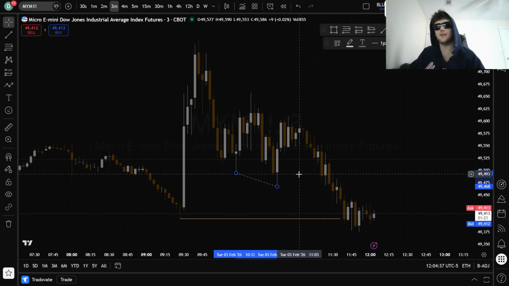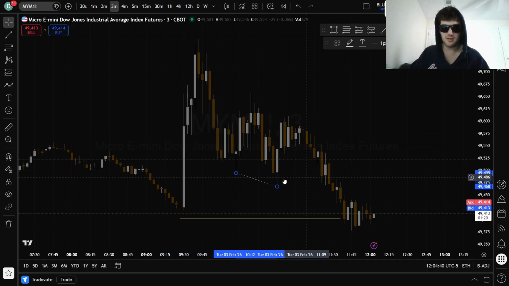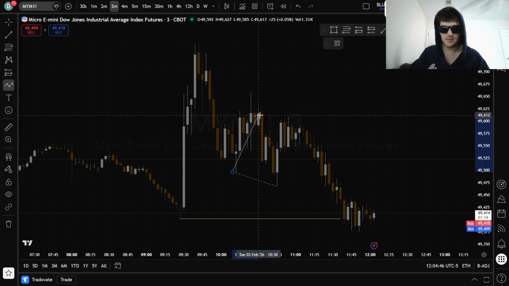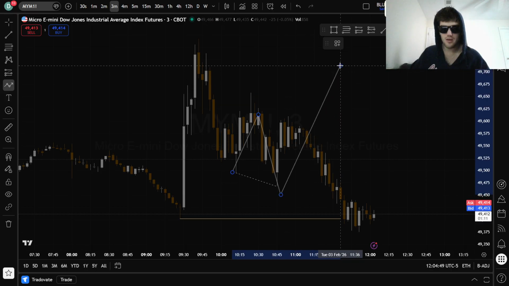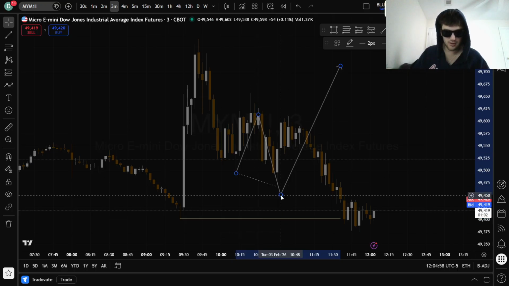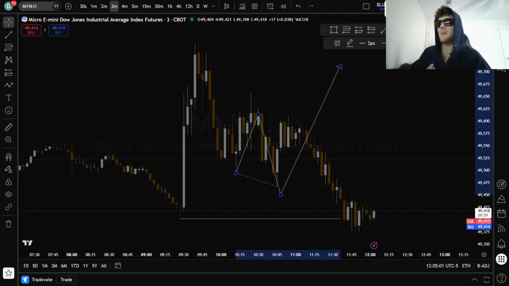So right here, YM made the SMT divergence, which is right here. So what happens is price has, let's just say, structure. So we went lower low, lower high, and then lower low. And this is where it comes into play right here. All right, I kind of butchered that. So over here on YM, we went lower low, lower low.